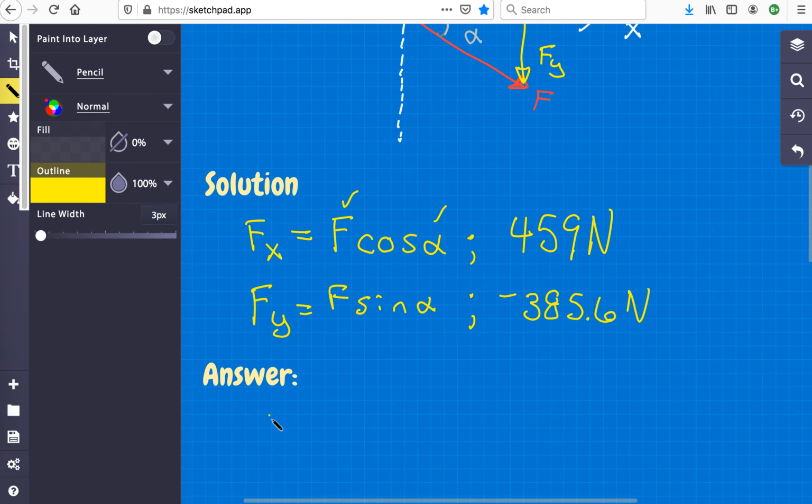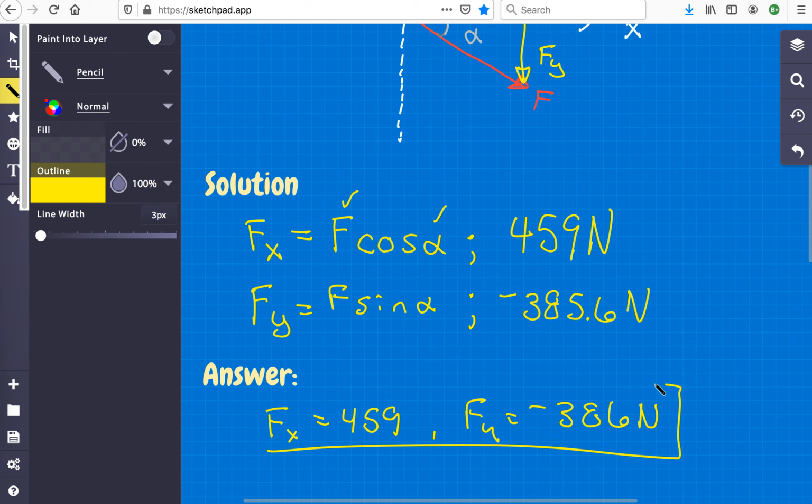Now we can say that Fx is equal to 459 and Fy is equal to negative 386 newtons. So again, that is our answer. A box may help, depending on, like I said, your teacher. But know that this is a general flow of how to solve statics problems with an example.